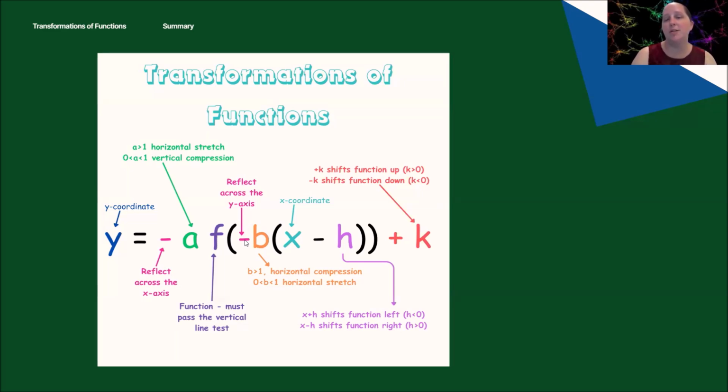You're going to reflect across the y-axis if the negative sign's inside the parentheses. B is, again, your horizontal compression or stretch. If it's greater than 1, it's a horizontal compression. If it's between 0 and 1, it's a horizontal stretch. Your x coordinate, and then plus h tells me I shift to the left. Minus h tells me I shift to the right. Plus k at the very end tells me if I go up or down. Plus means I go up, minus means I go down.